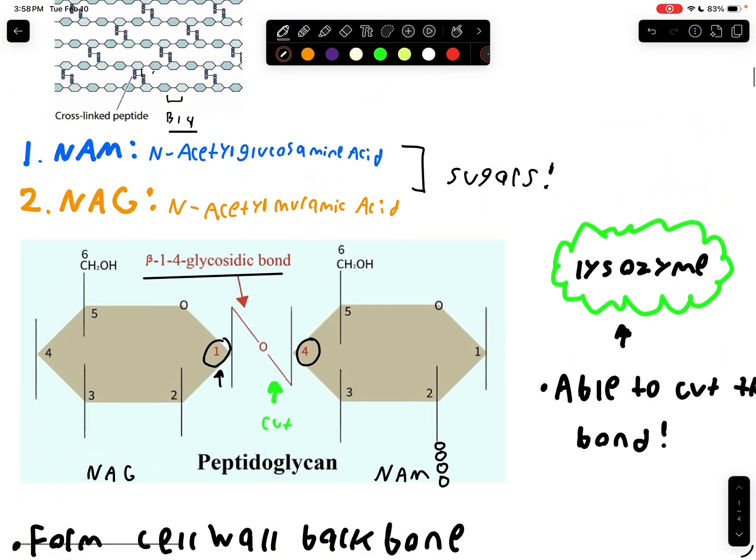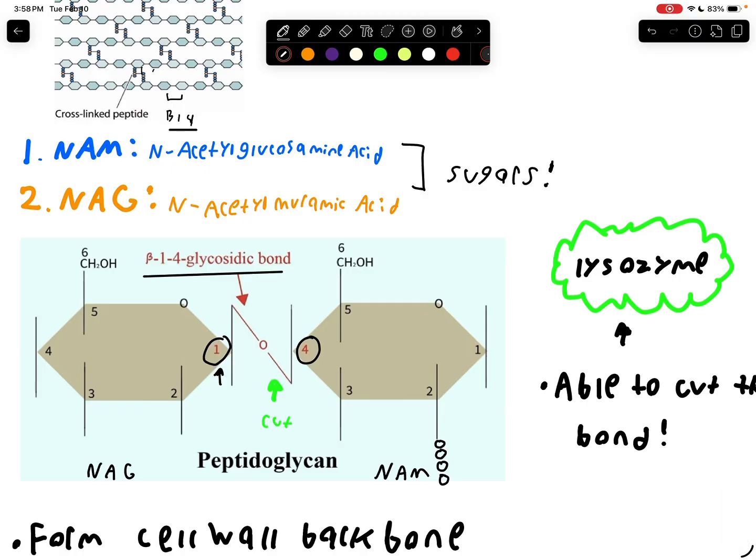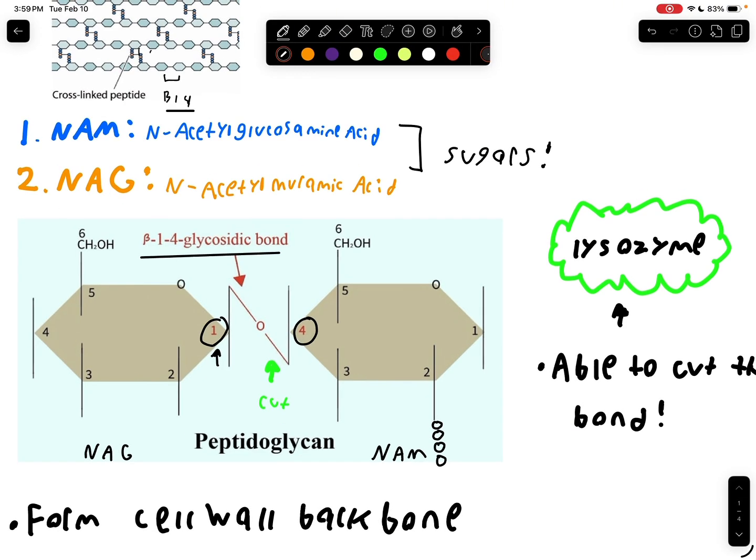The backbone, as you can see over here, is made of two sugars, what we call the NAM and the NAG. Now, if you want the actual names, they're right over here: N-acetylglucosamine acid and N-acetylmuramic acid. Now, you don't have to worry too much about the names. If you're really curious, N-acetyl is just a group that's added. It's a functional group in organic chemistry. And glucosamine acid is just the sugar that you have. So, same thing with the muramic acid. It just has an N-acetyl group on it.